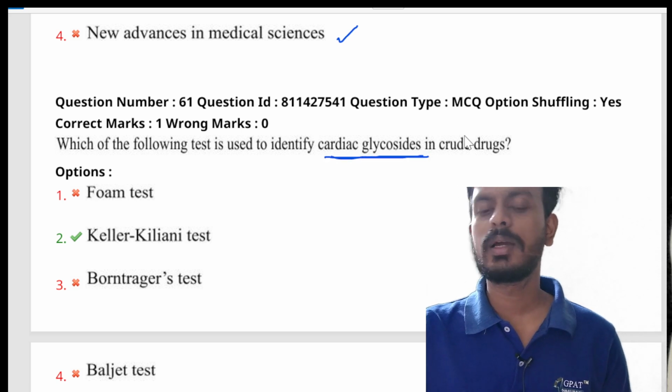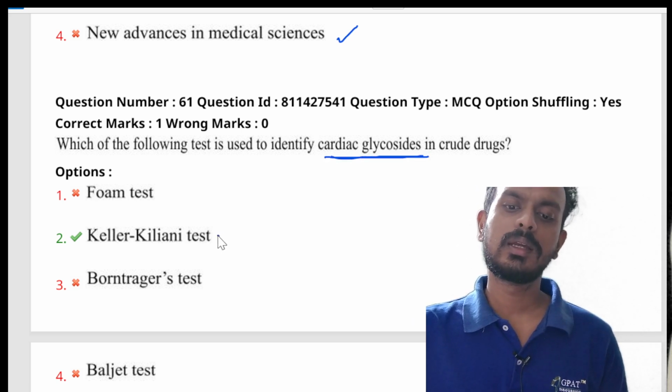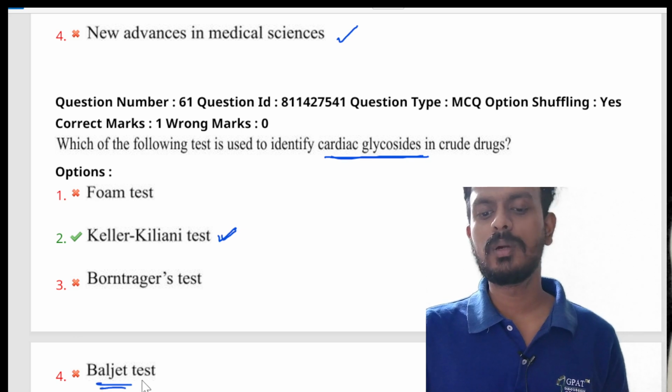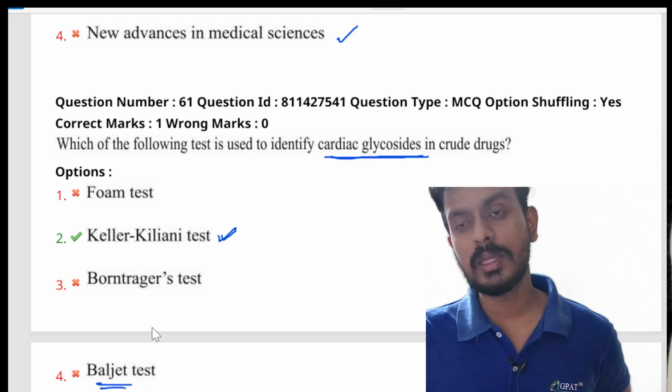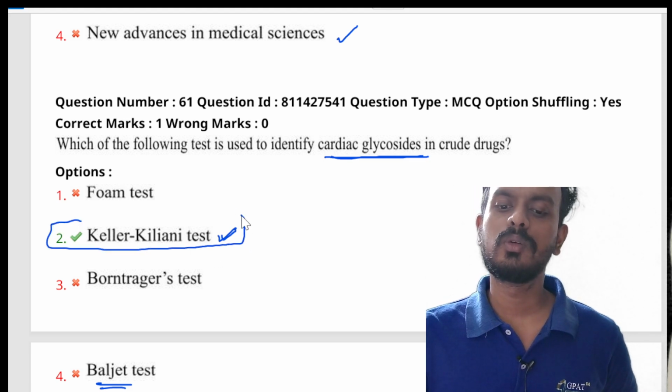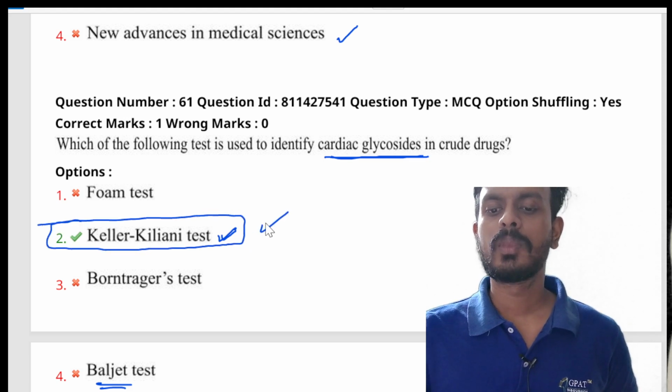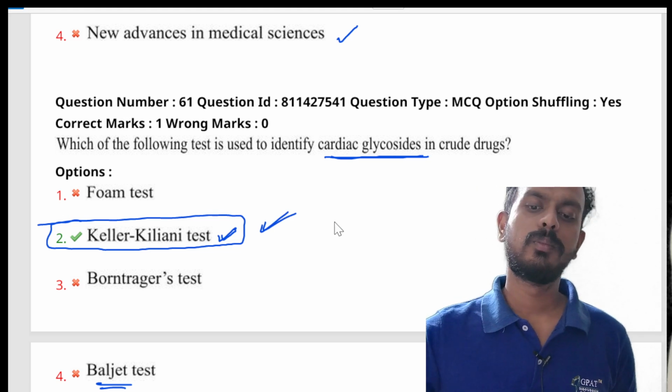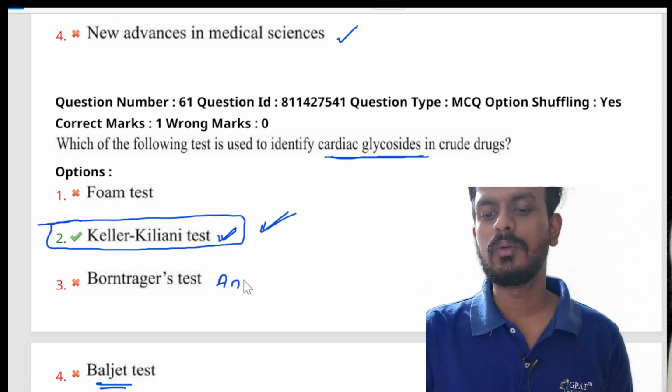Okay, so next question is, which of the following tests is used to identify a cardiac glycoside? So for the cardiac glycoside, the Keller-Killiani test is used, but in some books Baljet test has been written. Baljet test and Keller-Killiani test both are used, but the more specific one is your Keller-Killiani test. That's why option 2 is the correct answer. Okay, option 2 will be the correct one. Borntrager test is used for the anthraquinone glycoside.